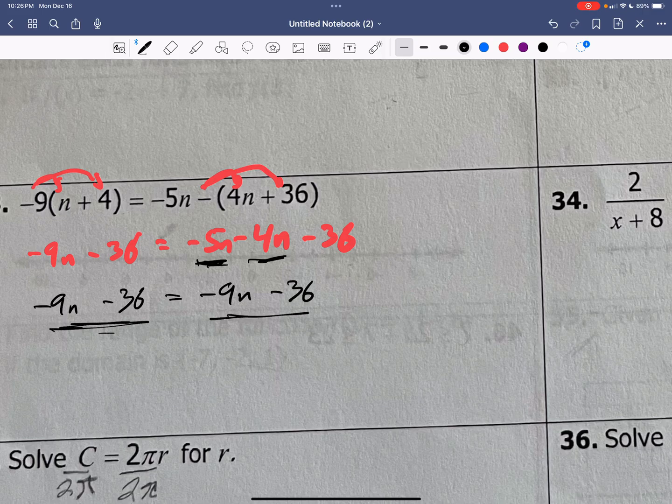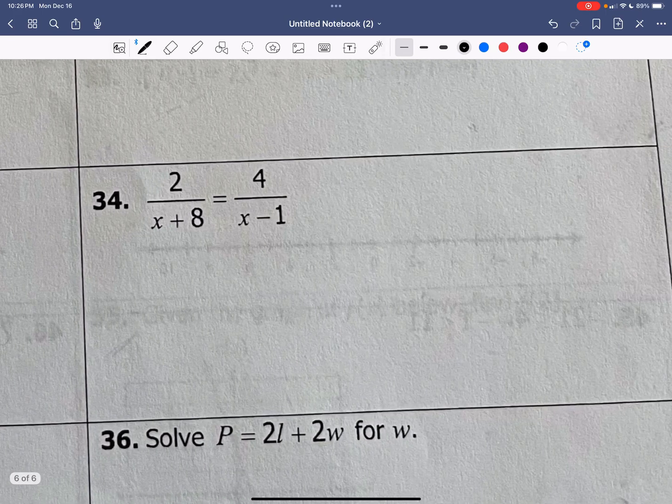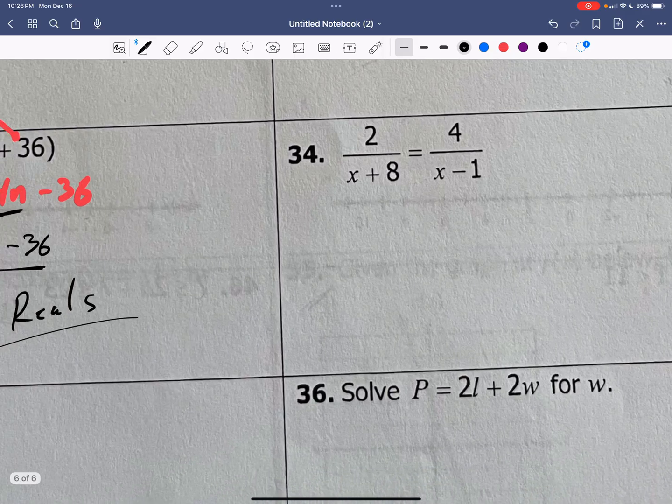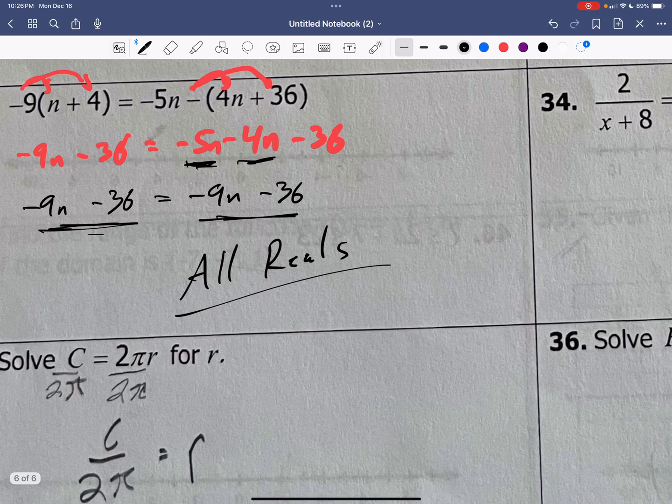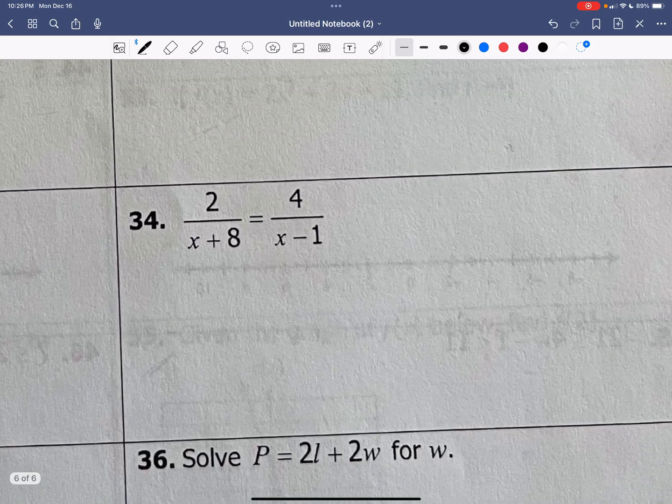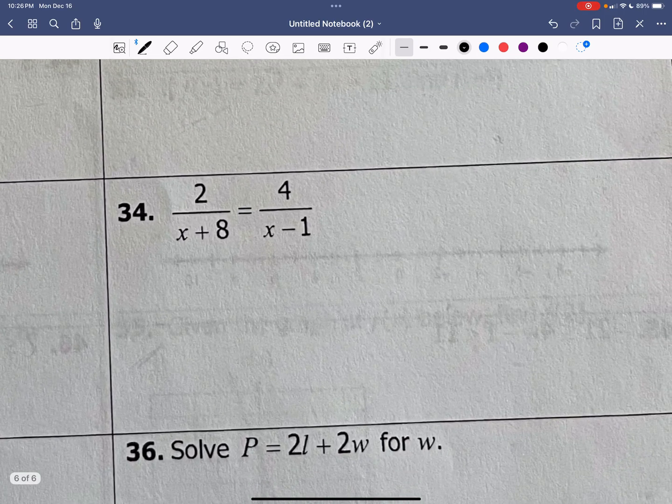Whenever you have stuff that is identical on each side, we know that's all real solutions or infinitely many solutions. I'm not sure how they have you respond to that. You put all reals, anything that's a real number is going to work, okay? Just be careful with that. If you ever have something that just doesn't work out, like 7 equals 5, then that would be no solution, right? So if you ended up canceling out your n's and you end up with something that just doesn't make sense, like I said, 7 equals 5, which is obviously not correct, then that's a no solution situation.